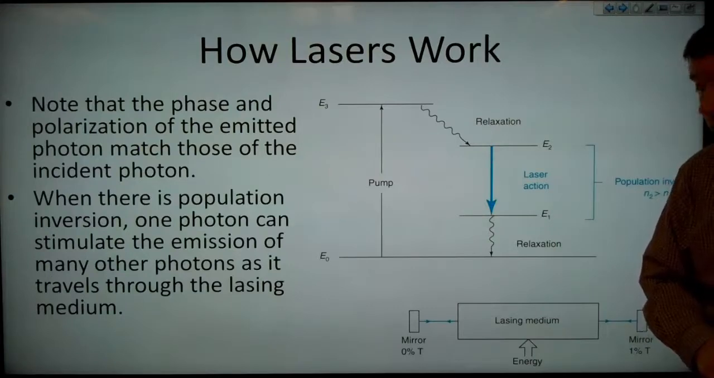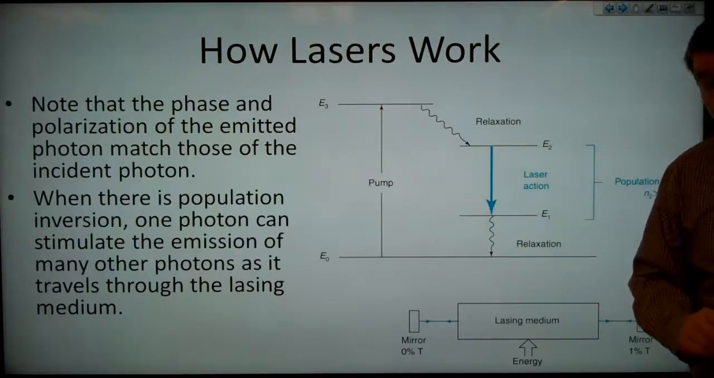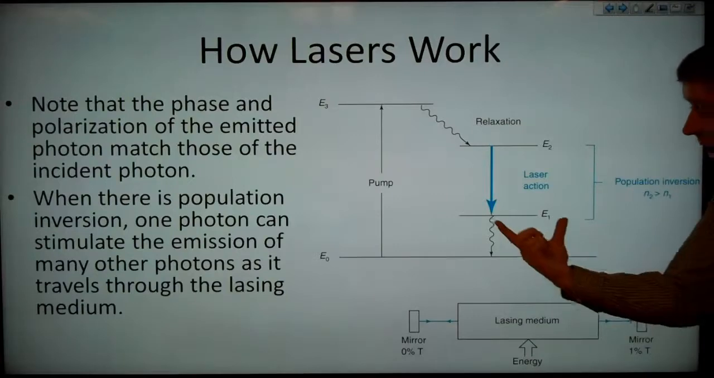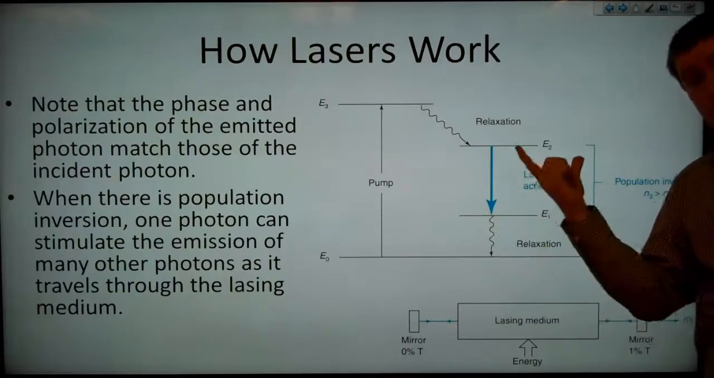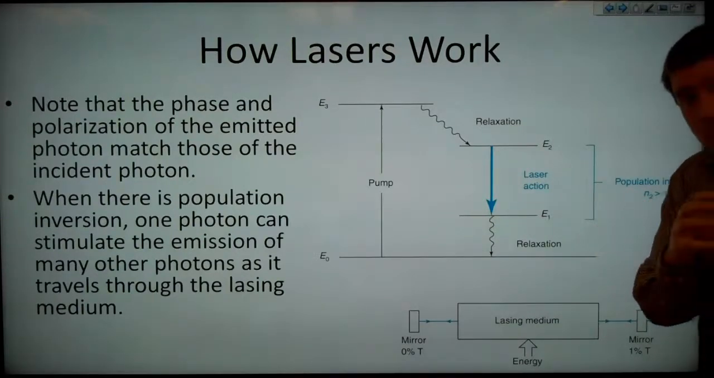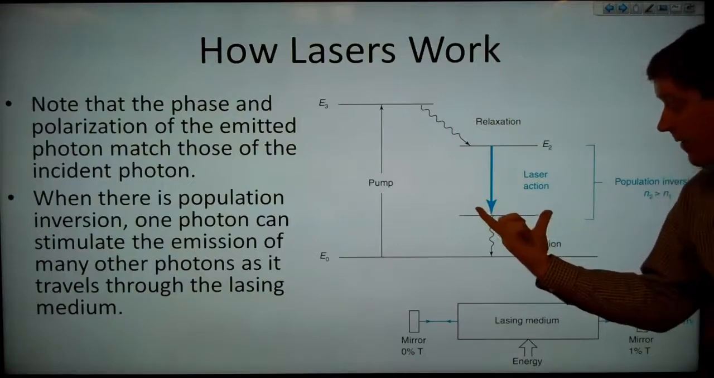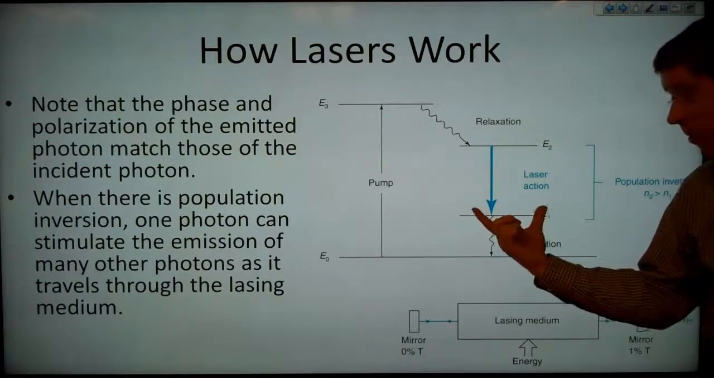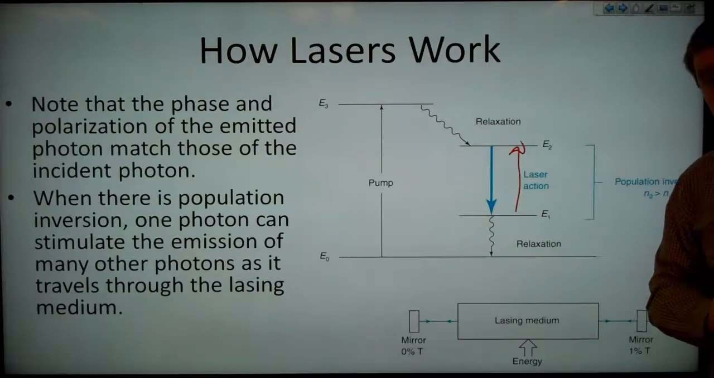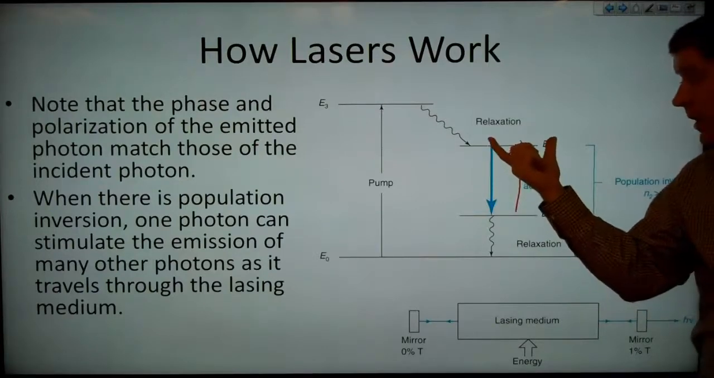Now, we have to have a state of population inversion, because if we don't, if we have more molecules in state E1 than in state E2, then as a photon comes in, we're more likely to have our molecule absorb that photon and move up to E2 than we will a molecule that's already excited move down.